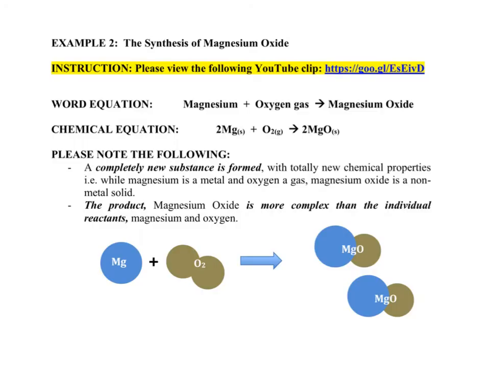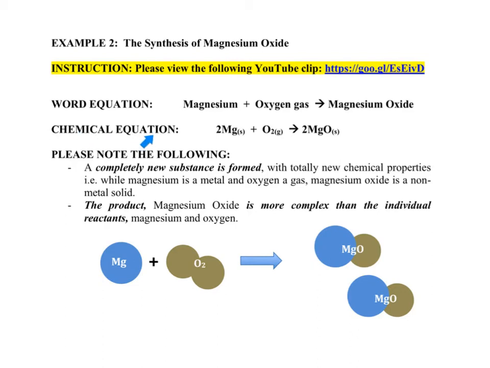So the second example is referred to as the synthesis of magnesium oxide. The word equation would be magnesium plus oxygen gas produces magnesium oxide. The magnesium was in the form of a metal ribbon. The oxygen gas was invisible. It was in the air surrounding the magnesium ribbon. And then the magnesium oxide was the white powder that was left at the end of the reaction.